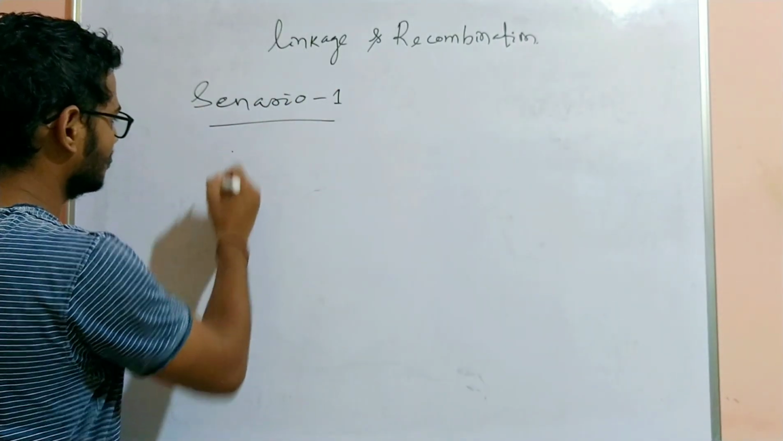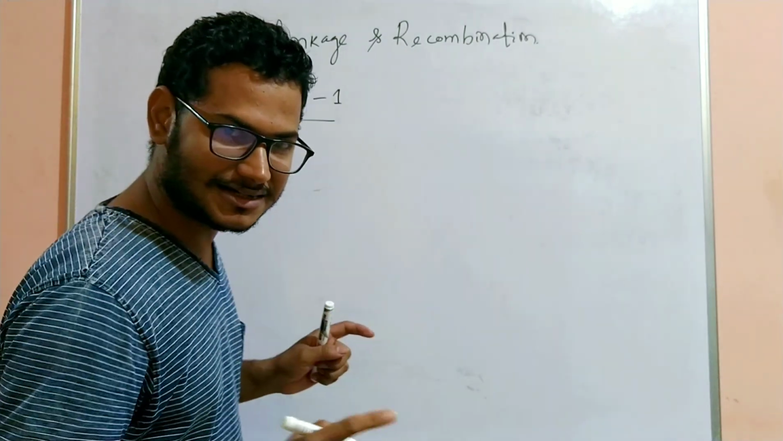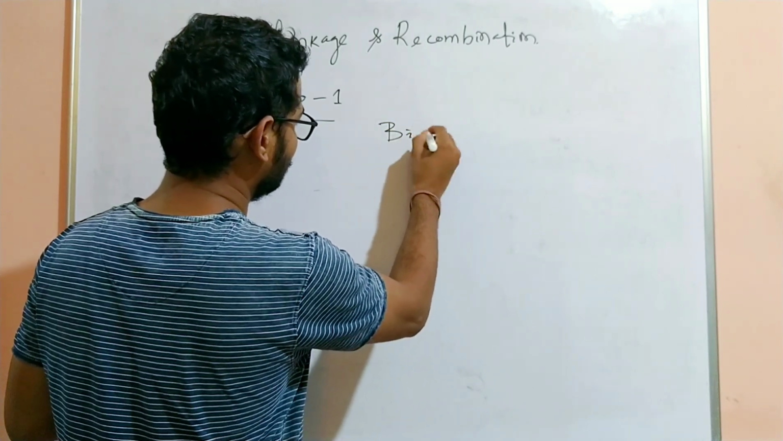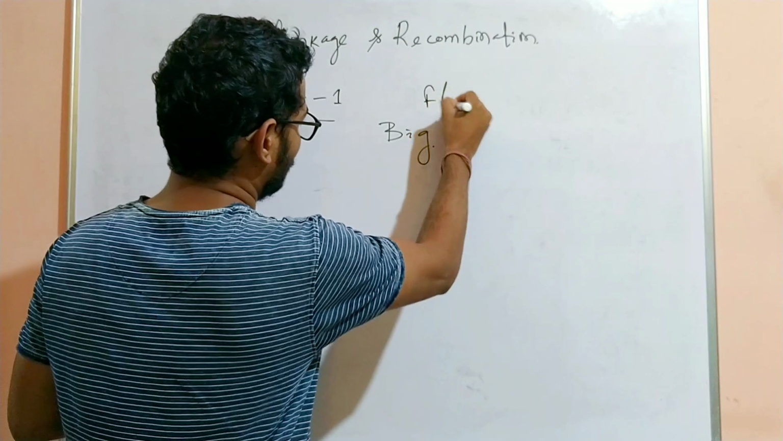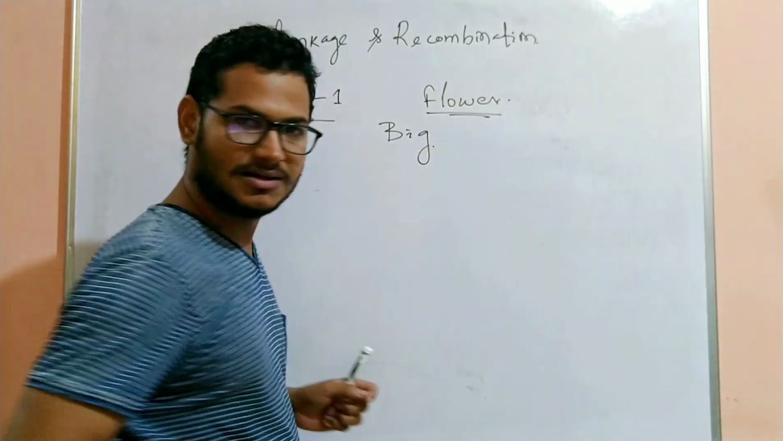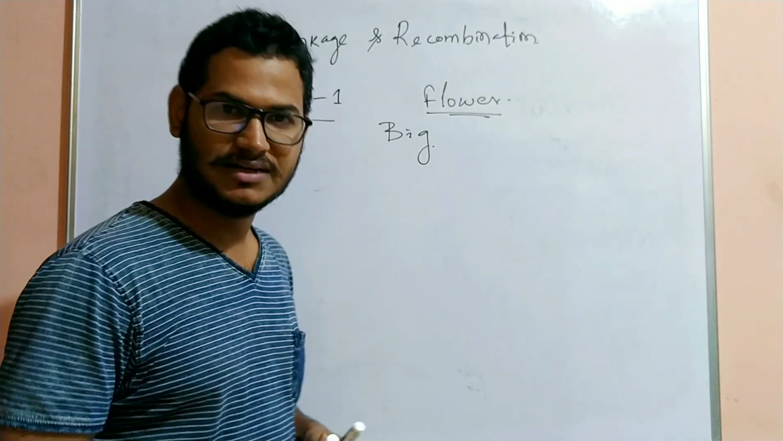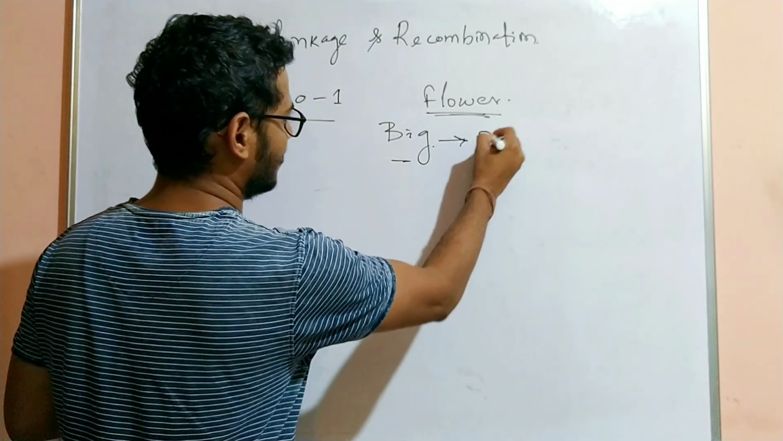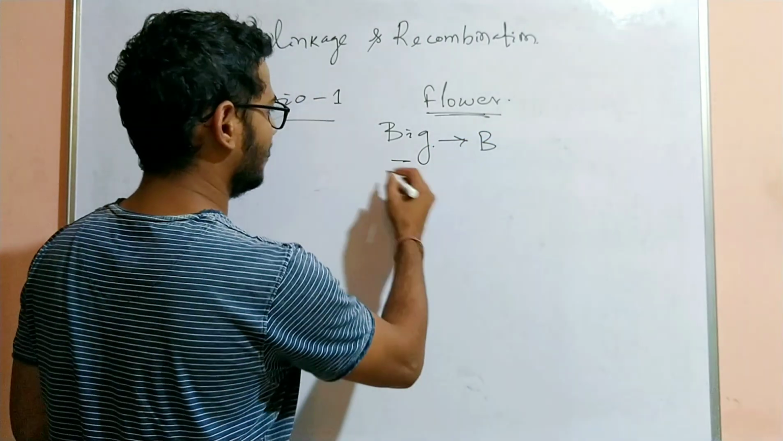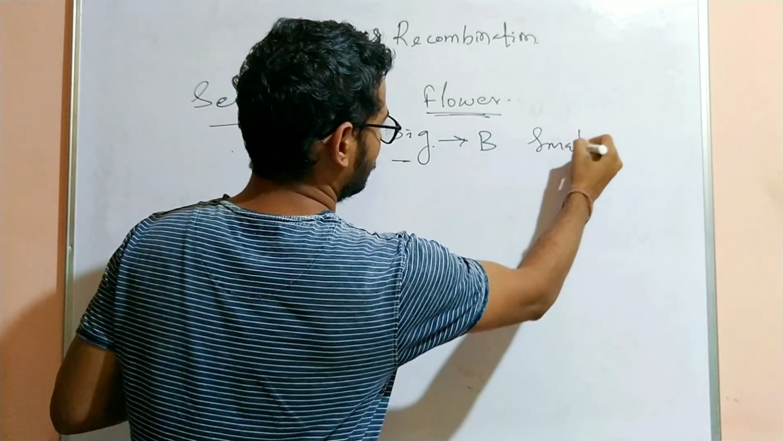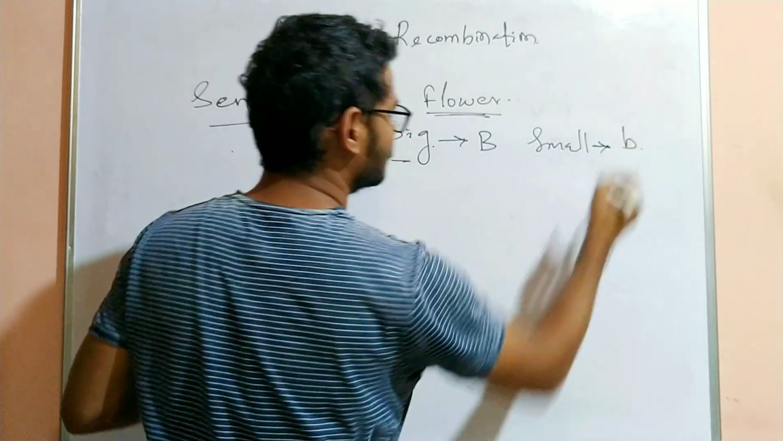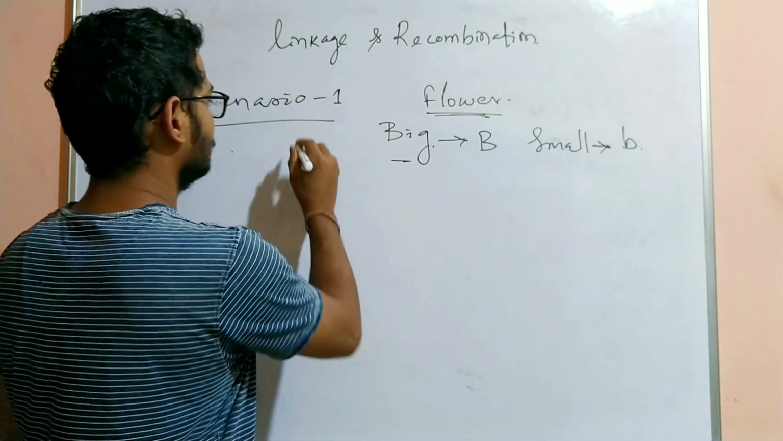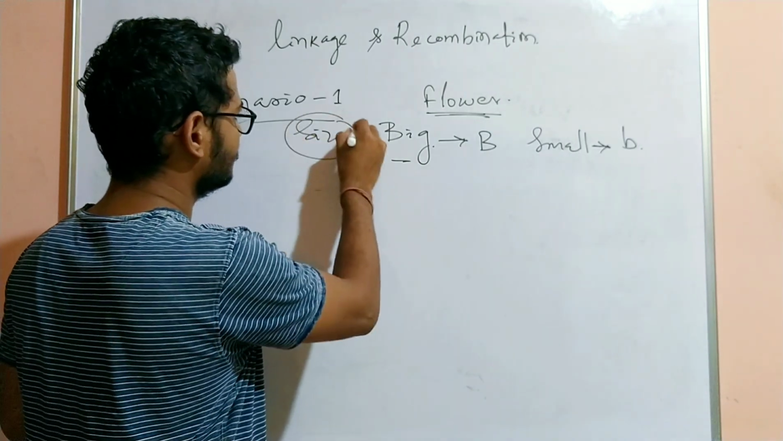We are talking here about two different characters. First, let me write here: we will have big flowers. We are taking the flower characters, the type of flowers found in the plants. For big we have capital B because it is the dominant character, and likewise for small size of the flower we have small b. This is for the shape or size of the flower.